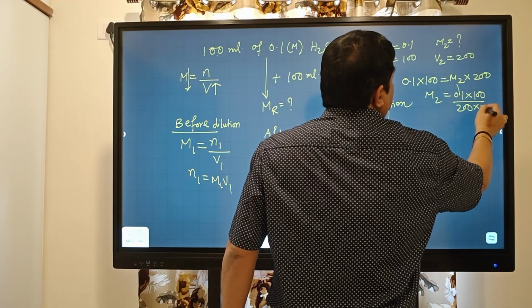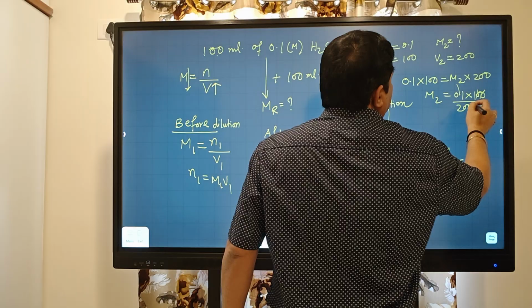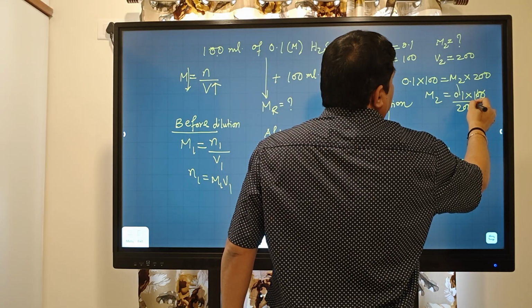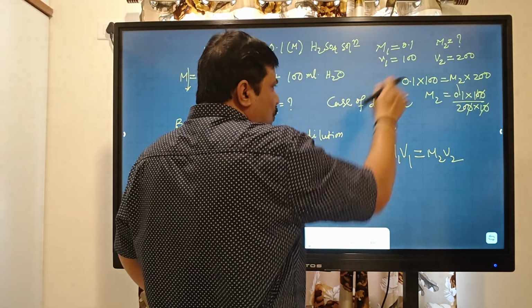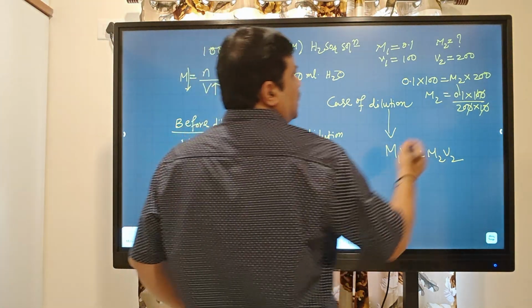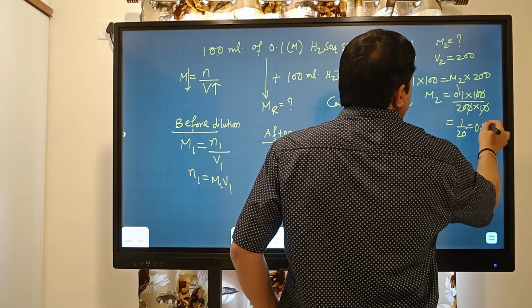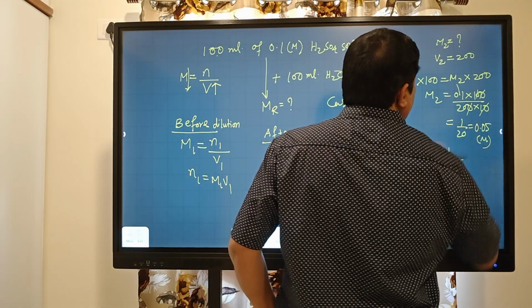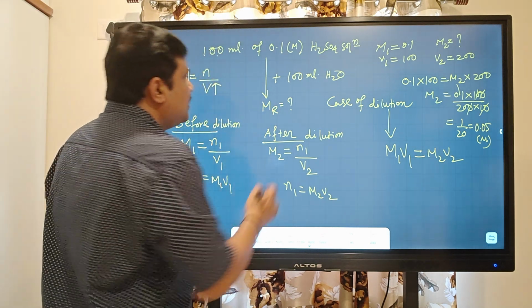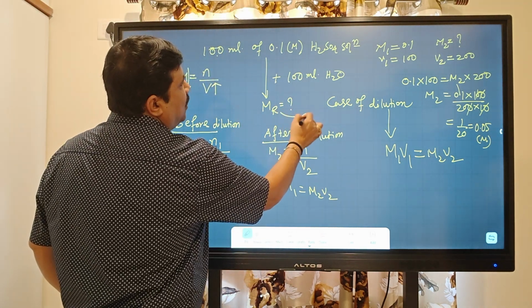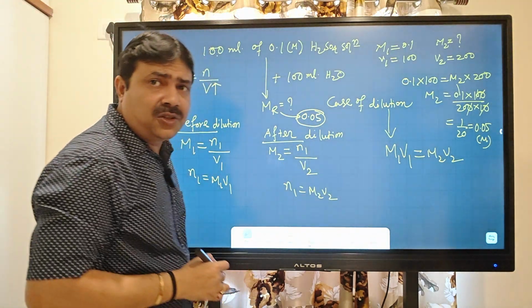The zero cancels here, so we get 1 by 20, which equals 0.05 molar. That means my final molarity, the resultant molarity value, is 0.05 molar. Is that clear to everybody?